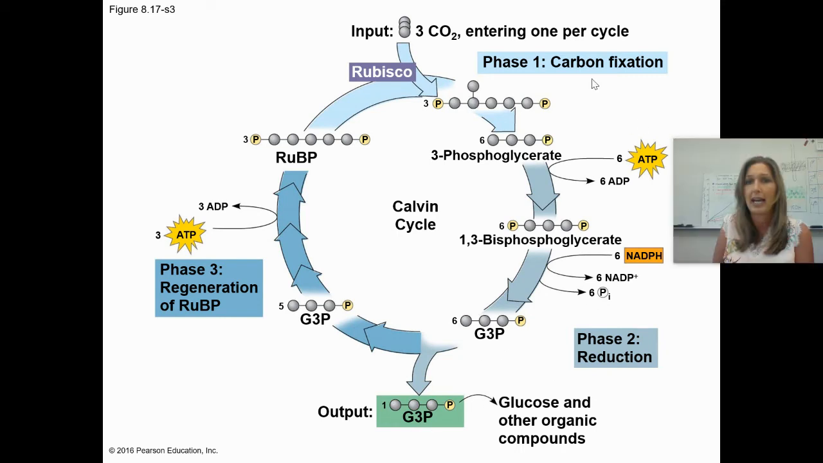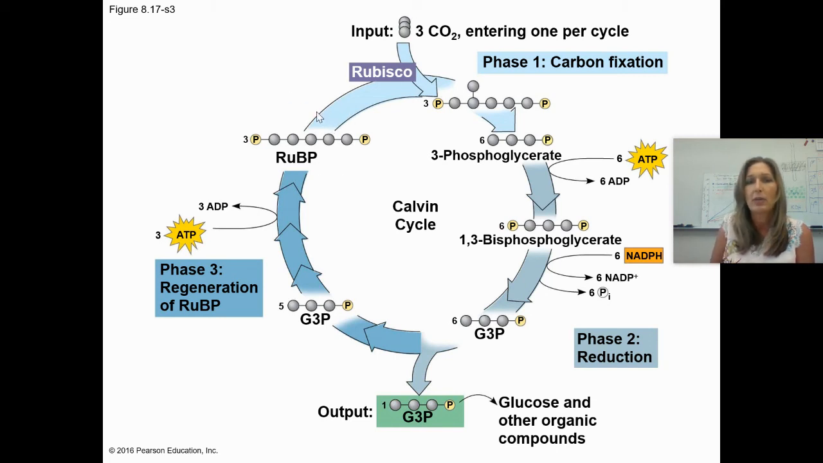I had to catch the carbon first, then I had to have all the adhesives in order to get that to stick together into an organic molecule. I kicked that out in the form of G3P. I had 3 carbons in, 3 carbons out. The remaining molecules, though, have to be regenerated back to this original substrate of RuBP. And so that's what phase 3 is, the regeneration phase, of getting it back to my starting molecule.